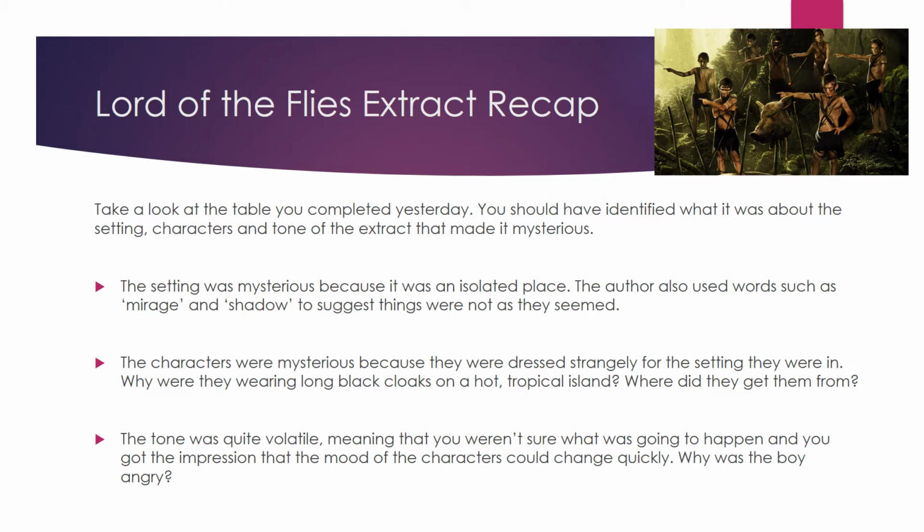So we looked at the setting, we looked at the characters, and we looked at the tone of the extract and how the author made it mysterious. Firstly, the setting was mysterious because it was an isolated place. It was a tropical beach, if you remember. The author used words such as mirage and shadow to suggest that things were not quite as they seemed and that there was a darkness to what seemed like a nice place. You know, it was a nice tropical beach, but actually there were some darker things happening as well.